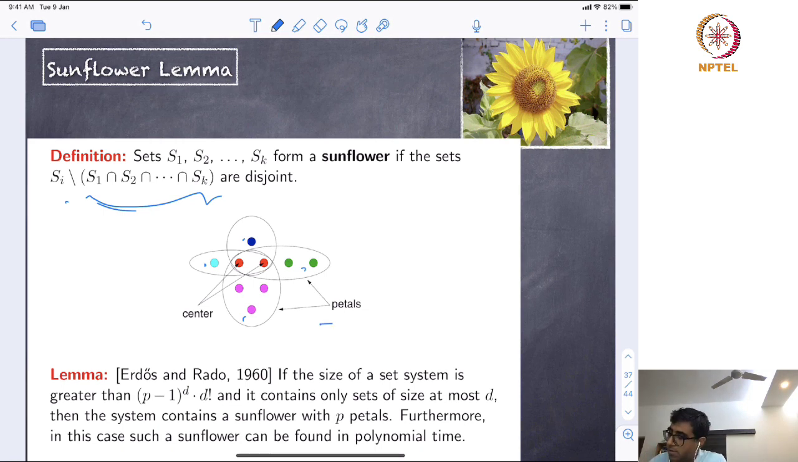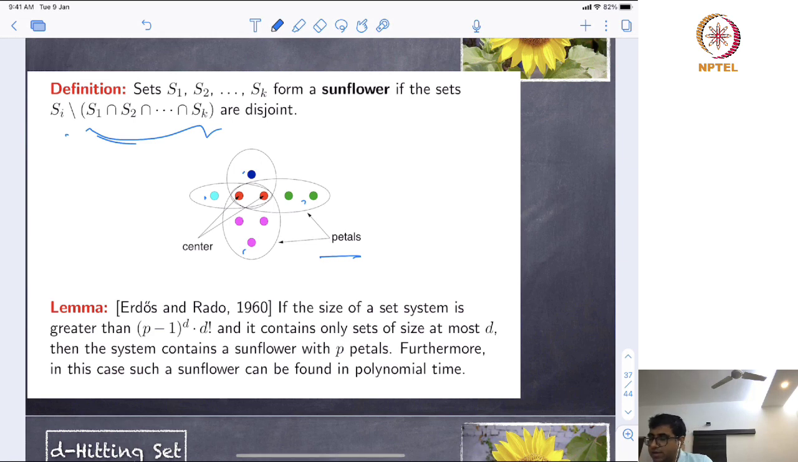If you delete the center, what remains are called petals. As early as 1960, Erdos and Rado proved the following lemma: if the size of a system is greater than (p minus 1) to the power d times d factorial, and it only contains sets of size at most d, then the system contains a sunflower with p petals. In our case, we apply this with p equal to k plus 1. So if you have more than k power d times d factorial sets, then you will contain a sunflower with k plus 1 petals, right. And furthermore, you can find such a sunflower in polynomial time.